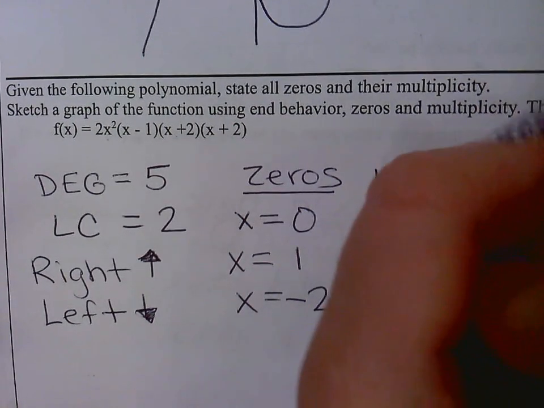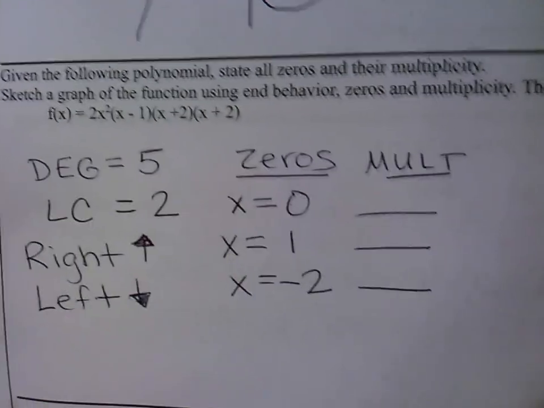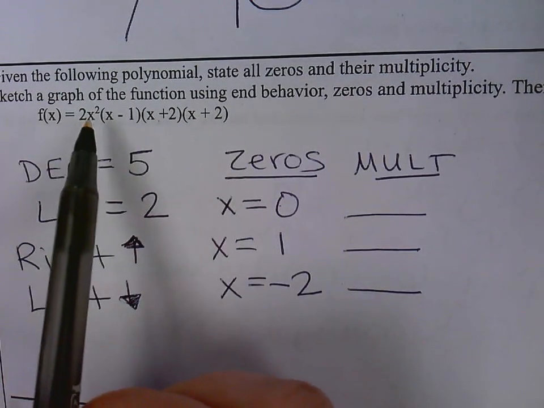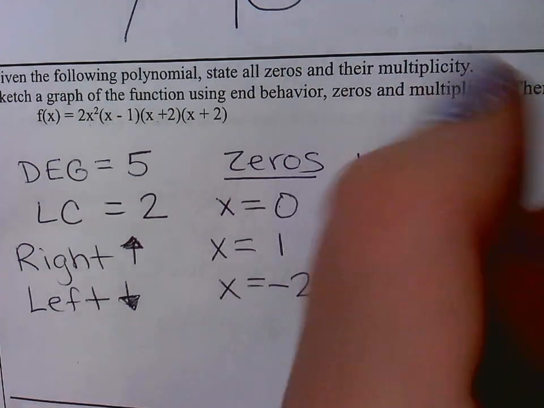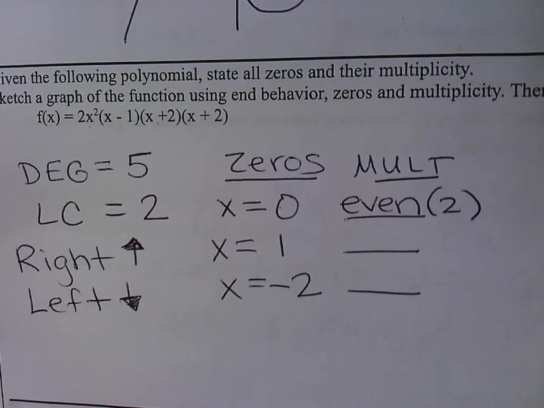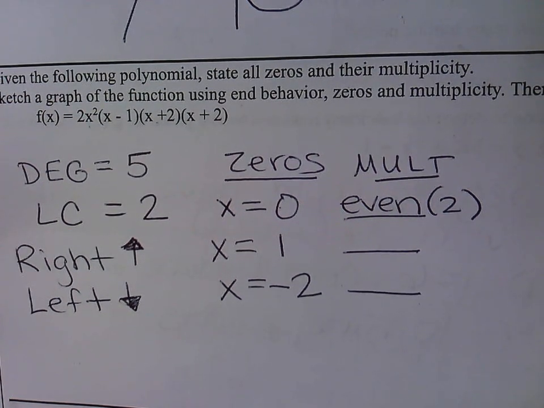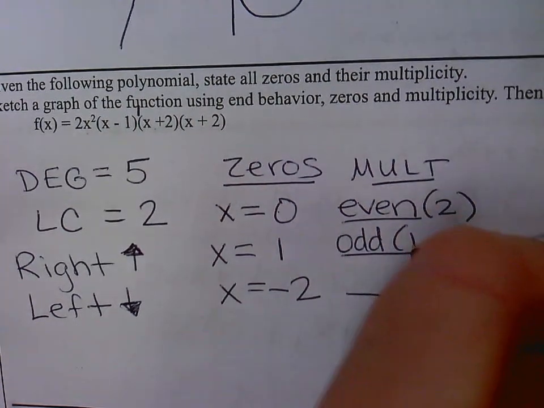So I need to write down what is the multiplicity of each of those x values. This says x squared. So x squared, this 0, has a multiplicity that is even, right? Because its power is 2. See how that says x squared right there? So now see this x minus 1? What is its power? Its power up here is a 1. So I'm going to just put a 1 right here so that you can see it. So it is odd because its multiplicity was 1.